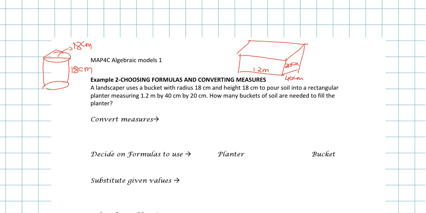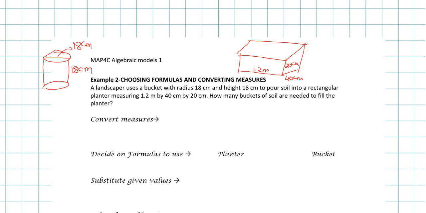So pi r squared h. How about the volume of a rectangular prism? What's the formula? Length times width times height. Now I have a problem here though, right?